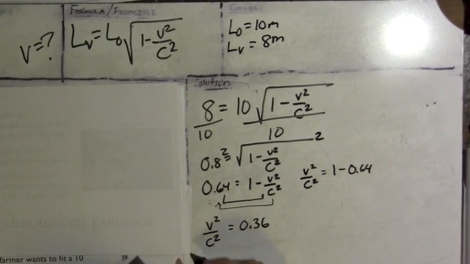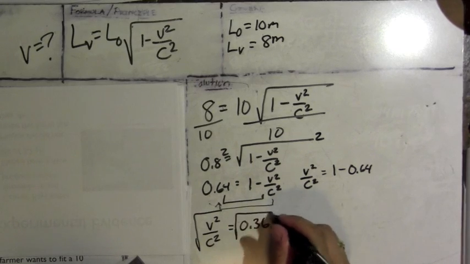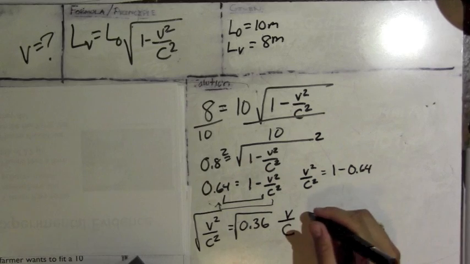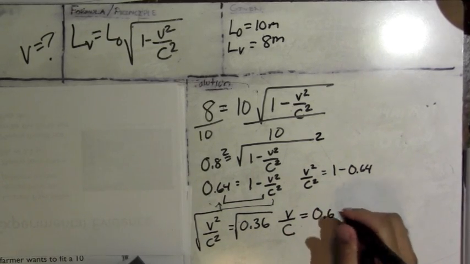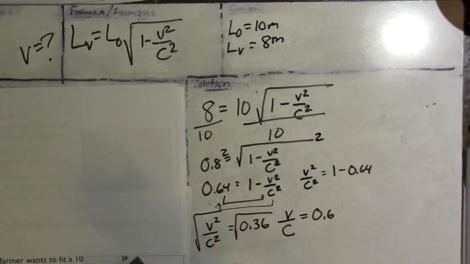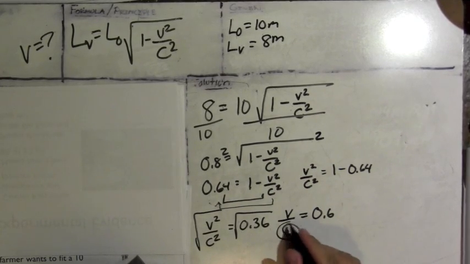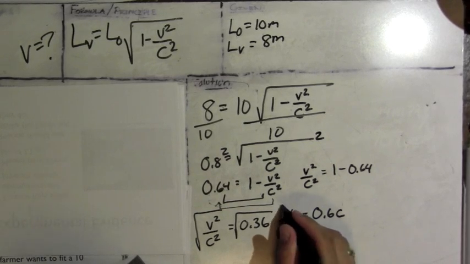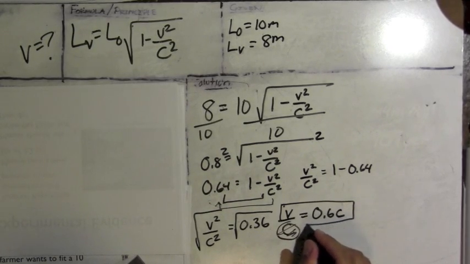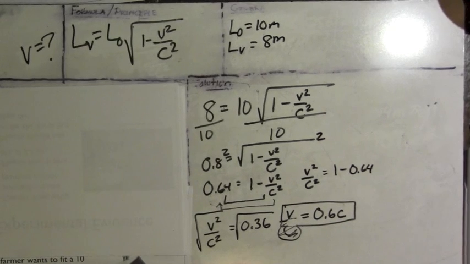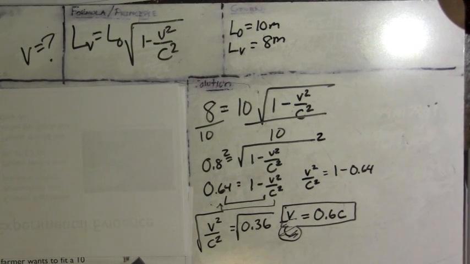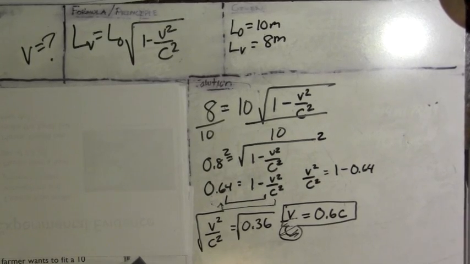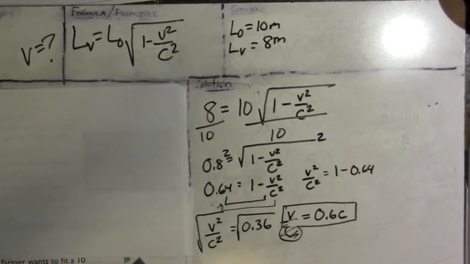Now you've got the squared term on both of these, so you can take the square root of both of those, and you get v over c has to equal 0.6. Once you do that, you know what the speed of light is, so you multiply both sides by c and you get v, the velocity, is equal to 0.6 c. So if a farmer can get the pole moving at 60% of the speed of light, a 10-meter pole will fit in an 8-meter barn, although very unlikely.